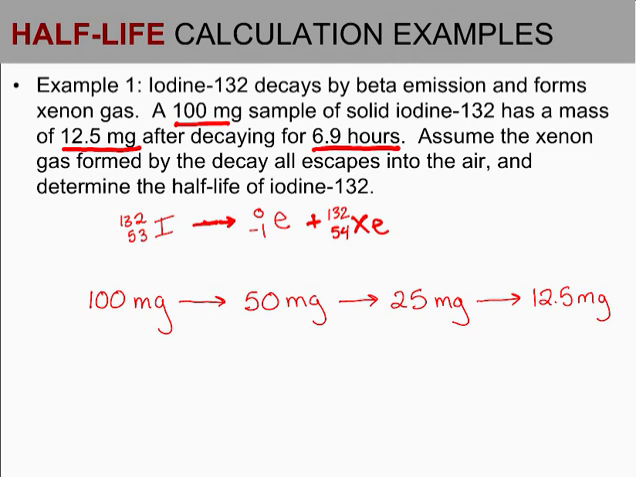Okay, so what this tells us is we've gone through 3 total half-lives. So the first arrow represents the first half-life, the second arrow is the second half-life, third arrow is the third half-life. And we don't know how much time that is yet, but we're going to try to solve for it. Okay, so we've gone through 3 half-lives.